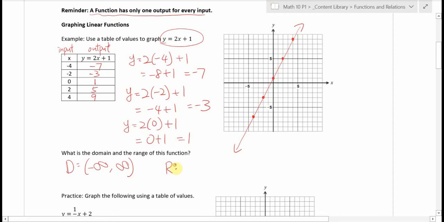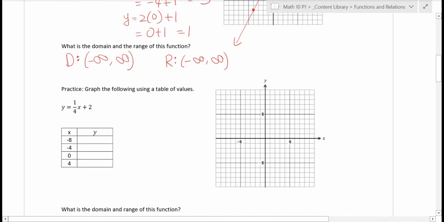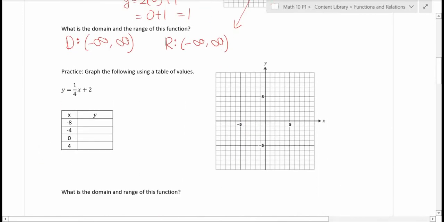Whereas for the range, that's the possible y values, so we're looking from the bottom to the top. And again, because of the arrows, it goes from -infinity to positive infinity. That would be your range. So that's how you graph using a table of values. Here's a practice question for you to try. Again, I have listed, in this case, 4 x values for this function right here. So I'll let you do it, and I will show the answer in a bit.